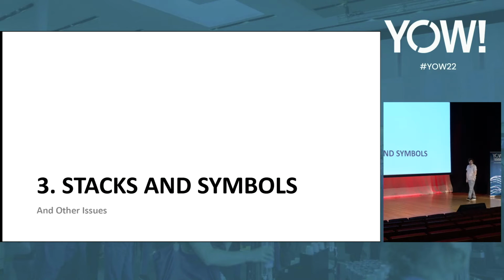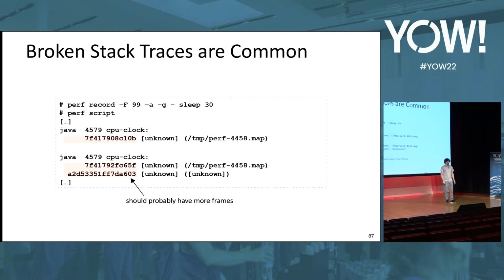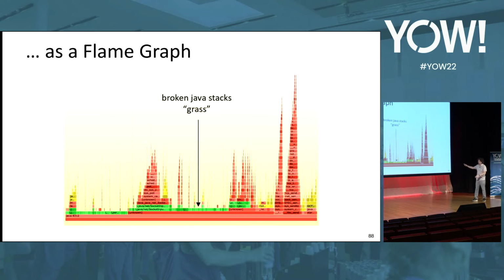I want to briefly go through some challenges with flame graphs so that you're aware. Broken stack traces are super common. So here I'm running perf record and my application only has a stack depth of 2 with this crazy number. It's broken, happens all the time. This is what it looks like as a flame graph. Here's my Java frames. Oh, they're just this green grass at the bottom.